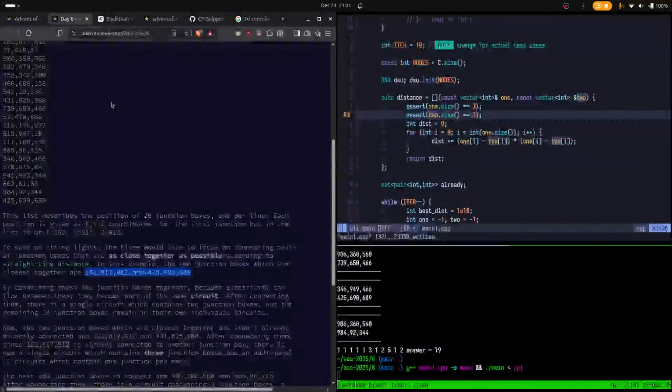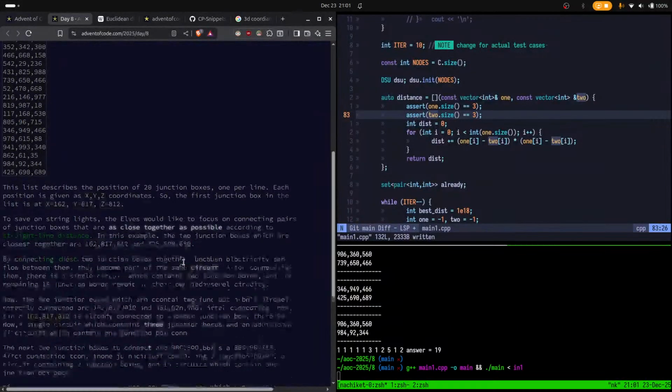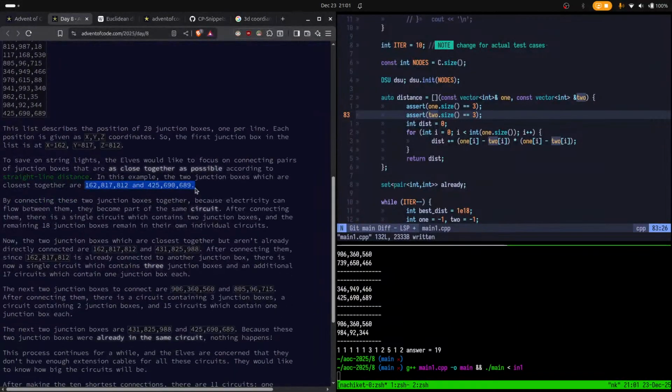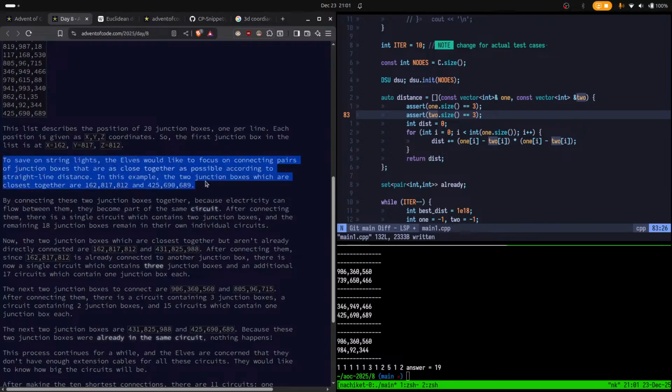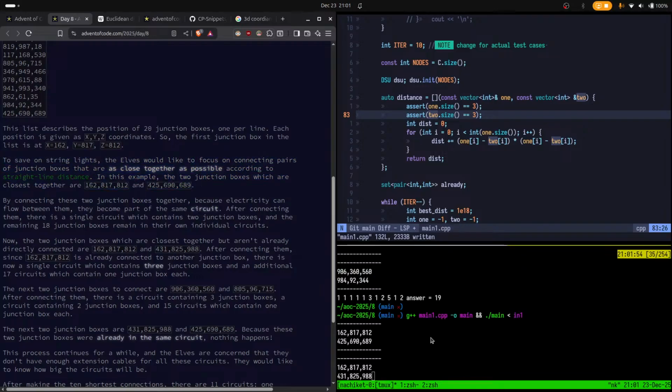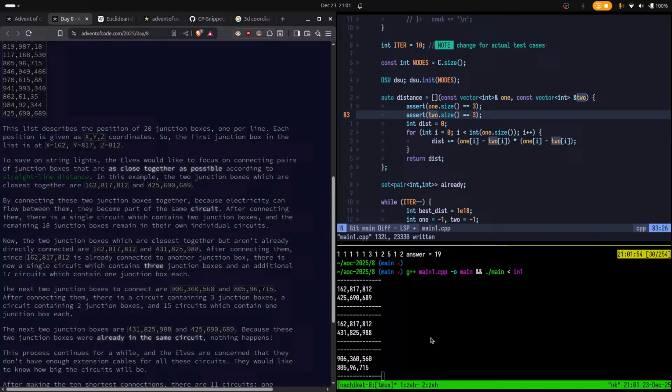One thing that I got wrong was the distance part. Let's try to get these two merged first iteration.